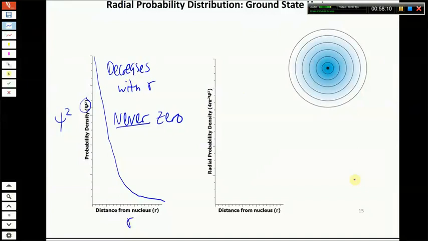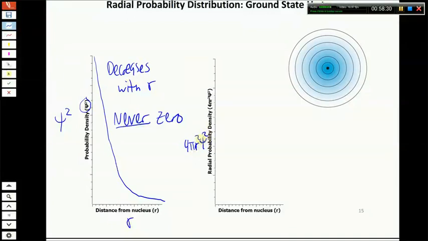All right, so what that's going to look like for hydrogen is you're going to multiply again 4 pi r squared psi squared. I'm trying to write that bigger so you can see it better, because I know this is kind of small. So 4 pi r squared psi squared.